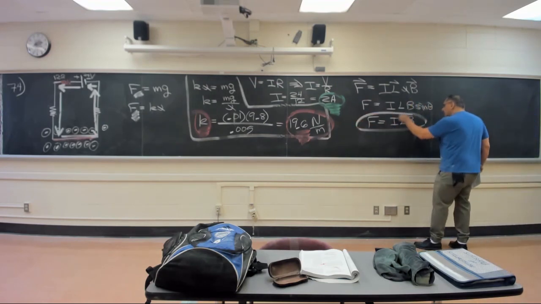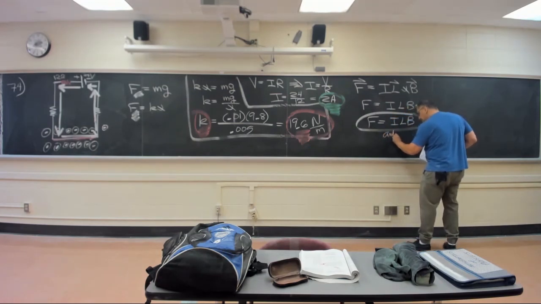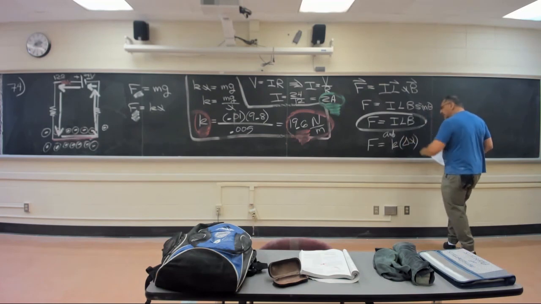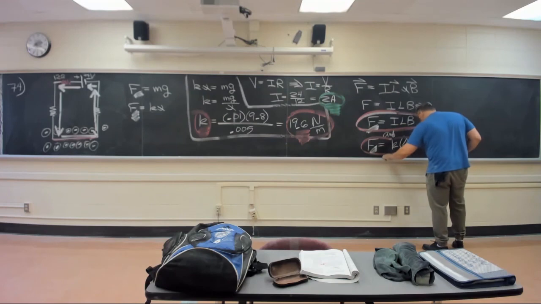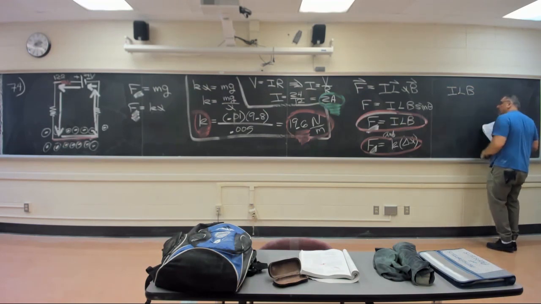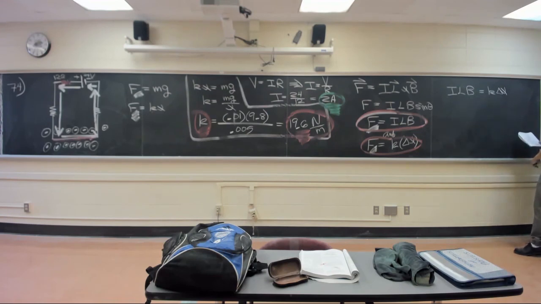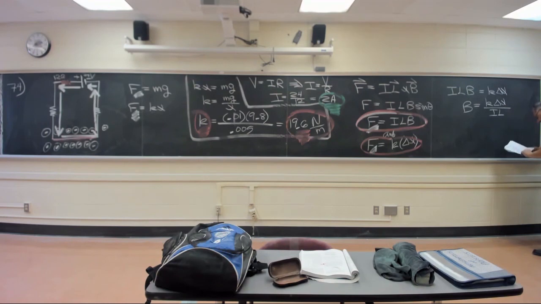Yeah, that's this. We also know that force is equal to K times the new stretch that took place, and these forces are equal to one another. If the two forces are equal, set them equal. If F equals F, ILB equals K delta X. So B equals K delta X over IL. Sounds good to me.